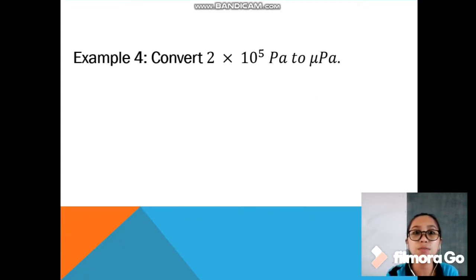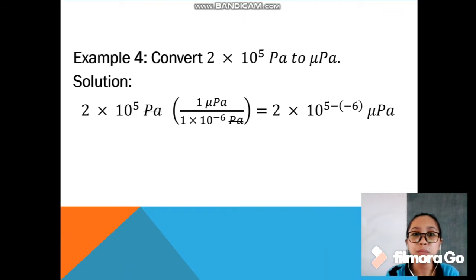Another simple conversion, we have convert 2 times 10 raised to 5 Pascal to, take note for this symbol, micropascal. So we have here, micro means 10 raised to negative 6, so the Pascal should be on the denominator so that we can cancel out the Pascal from the given unit. So 2 times 10 raised to 5 Pascal, multiply with the conversion factor 1 micropascal over 1 times 10 raised to negative 6 Pascal. Then after cancelling the unit, we can do the operation 2 times 10 raised to 5 times 1 divided by 1 times 10 raised to negative 6. We come up to 2 times 10 raised to 5 minus negative 6.